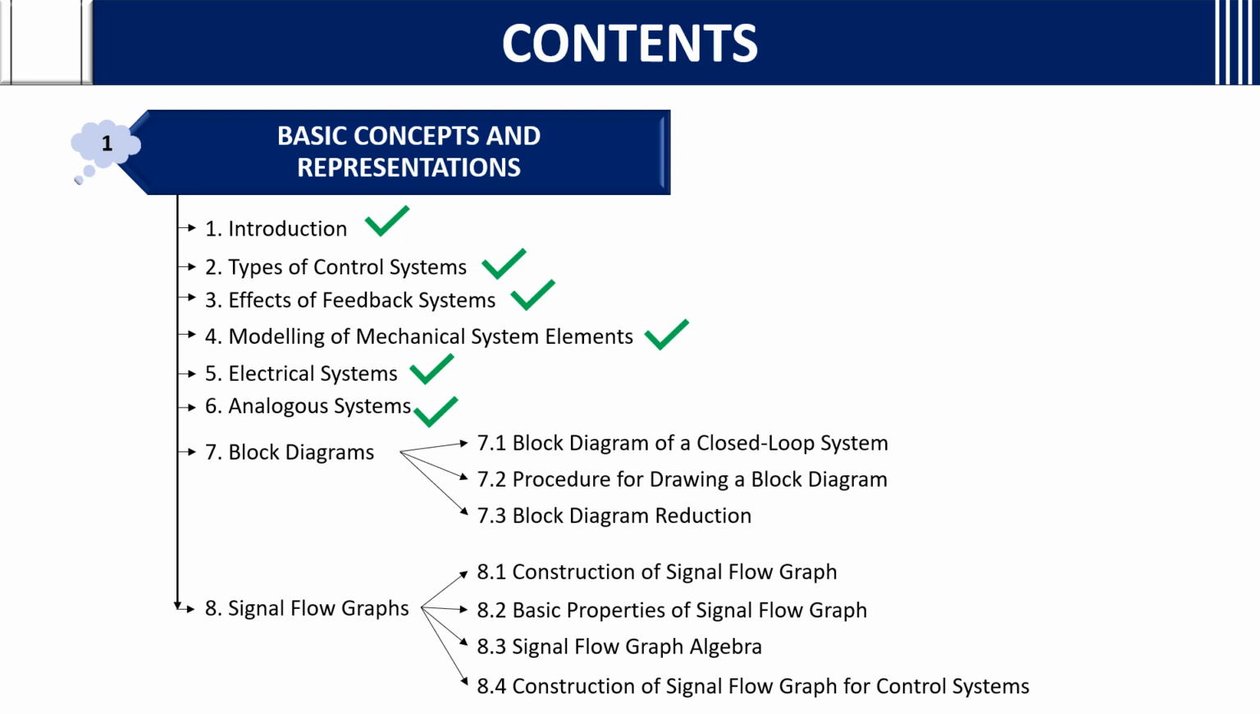I've already done introduction, types of control systems, effects of feedback systems, modeling of mechanical system elements, electrical systems, analogous systems. Now, as I told in previous videos also, after completion of analogous system, I'll do problems on mechanical translation system and mechanical rotational system. Next two videos will be on that. After those two videos, I will continue with block diagrams and signal flow graph.